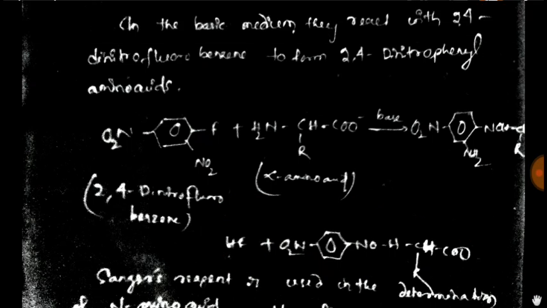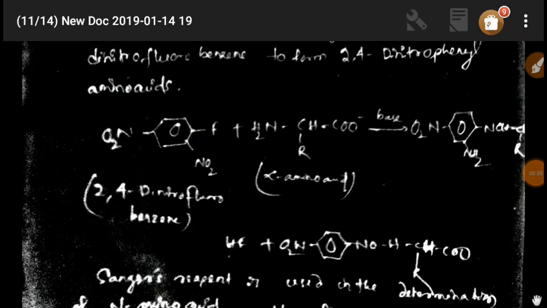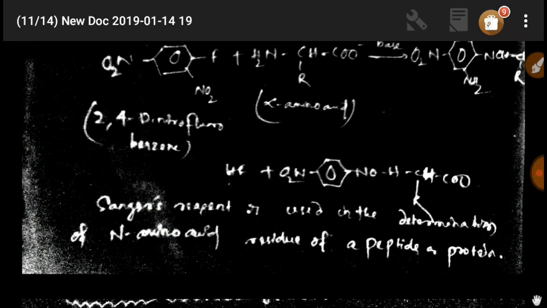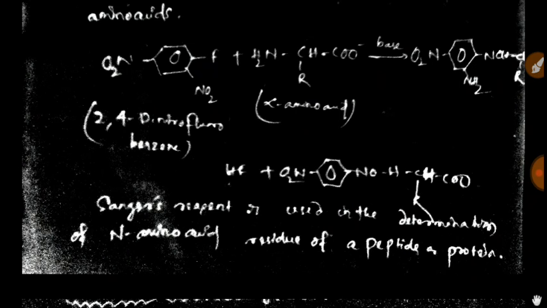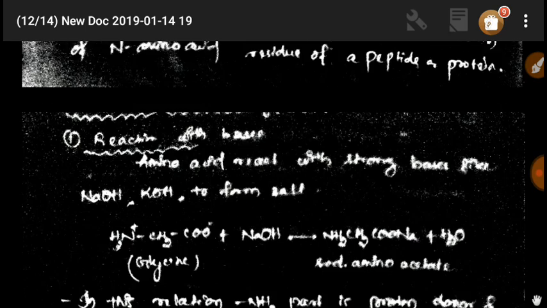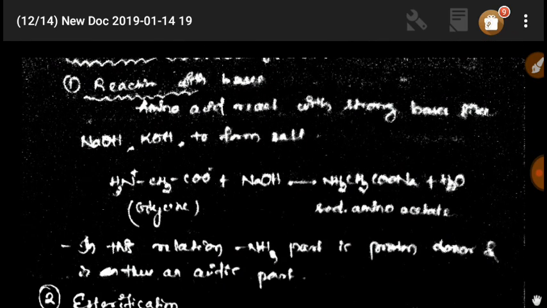2,4-dinitrophenyl amino acid. Okay. Sanger's reagent is used for the determination of an amino acid residue of a peptide or protein. Okay. Next, reaction with the carboxyl group.